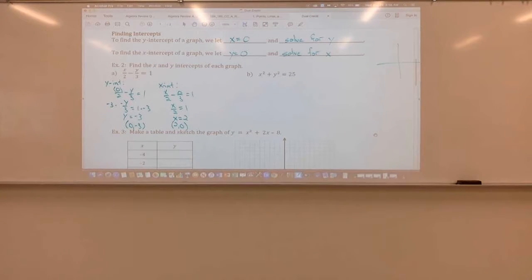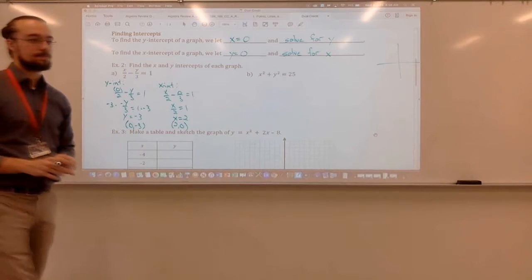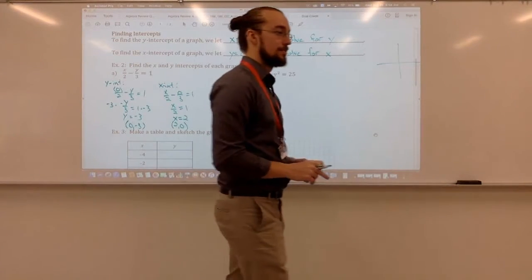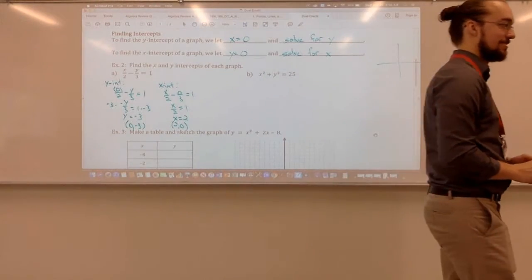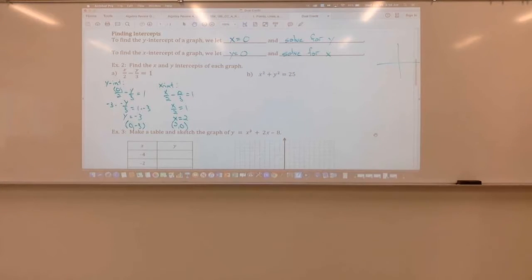Try the second one here. Find me the x and the y intercepts for b. You should have 2 answers for each one: 2 x-intercepts and 2 y-intercepts.